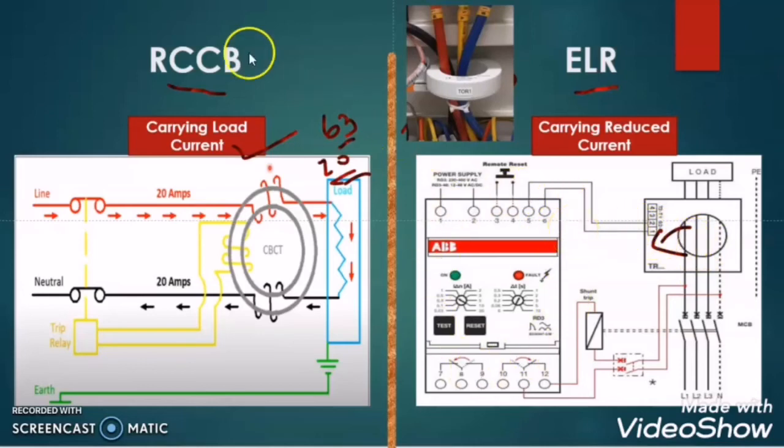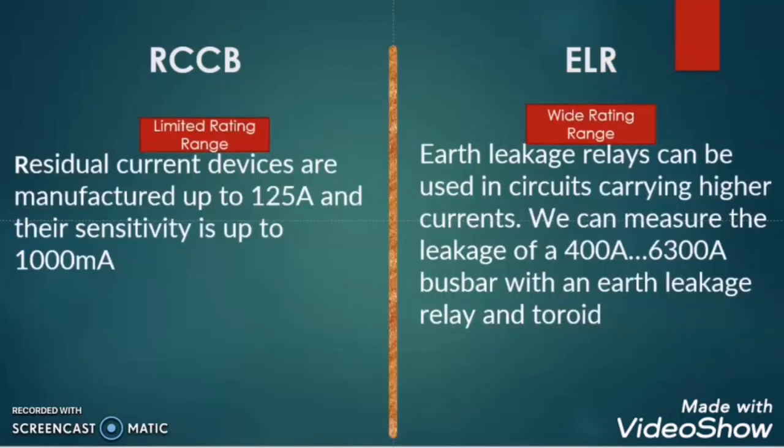The concept is, as we see, the RCCB is carrying the load current, but the ELR is not carrying the load current. It is just taking the difference in the phase current, and this CBCT gives input to the ELR in order to trip. I hope you understood this important difference between the RCCB and ELR. Let us move to our next difference between the RCCB and ELR.